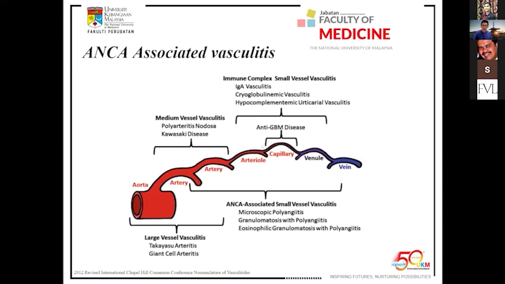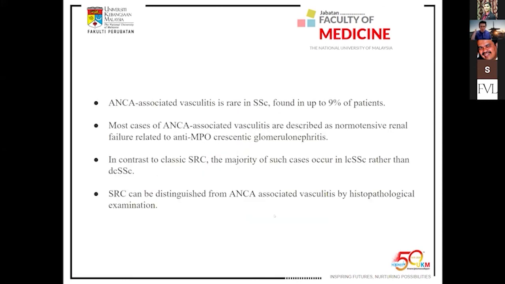Another one is the ANCA-associated vasculitis. This diagram is taken from the Chapel Hill classification. They have different types of vasculitis, but when we look at ANCA vasculitis, we are actually talking about the small arteries up to the veins. There are different types of ANCA-associated vasculitis, like MPA, GPA, or EGPA. All of this is actually a very specific topic. I can't finish it in only one talk. They are actually topics by themselves, so I'll just touch a little bit on them.